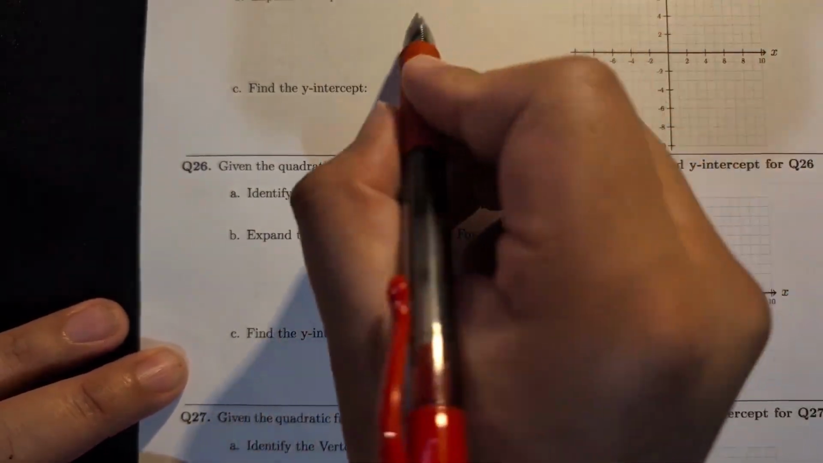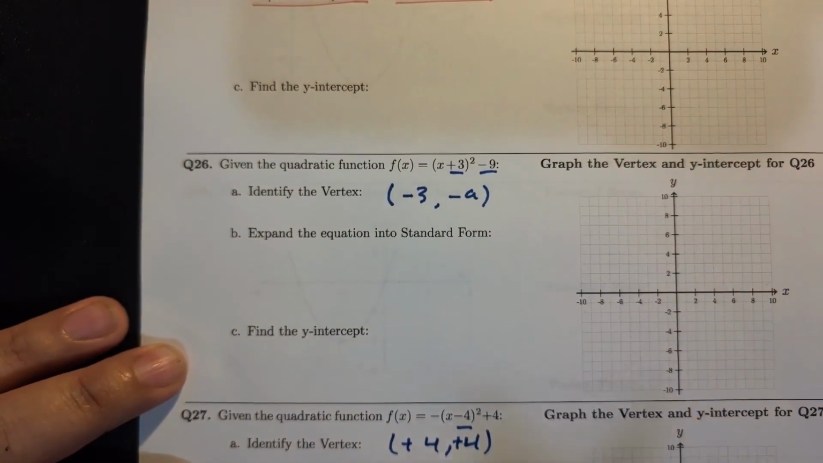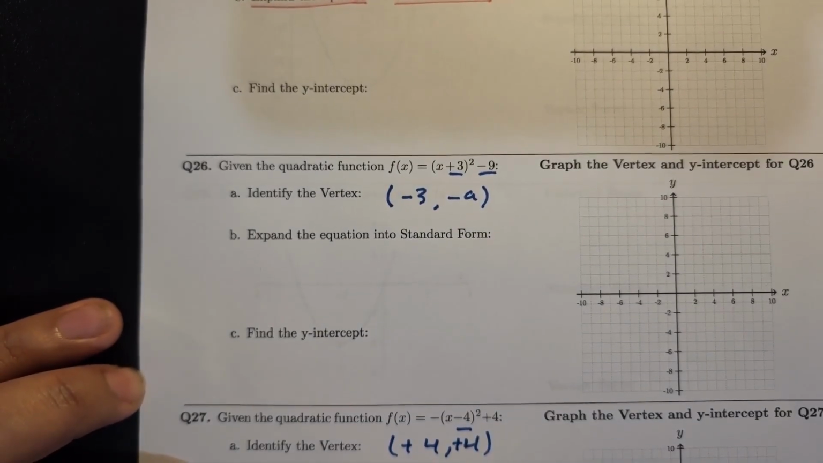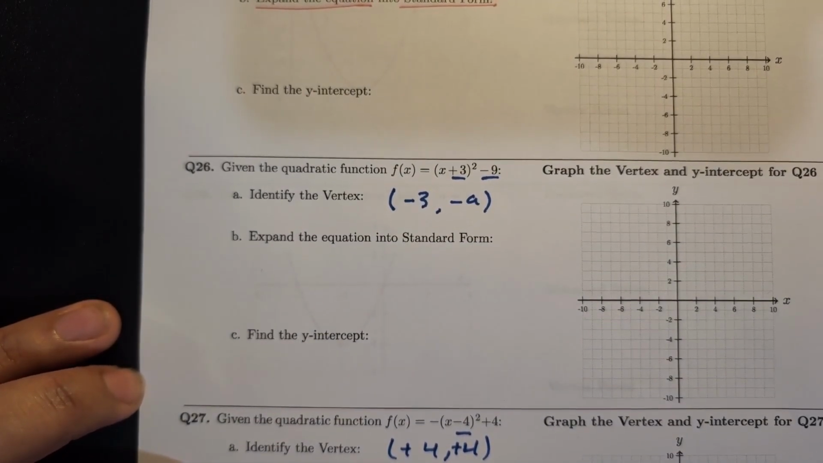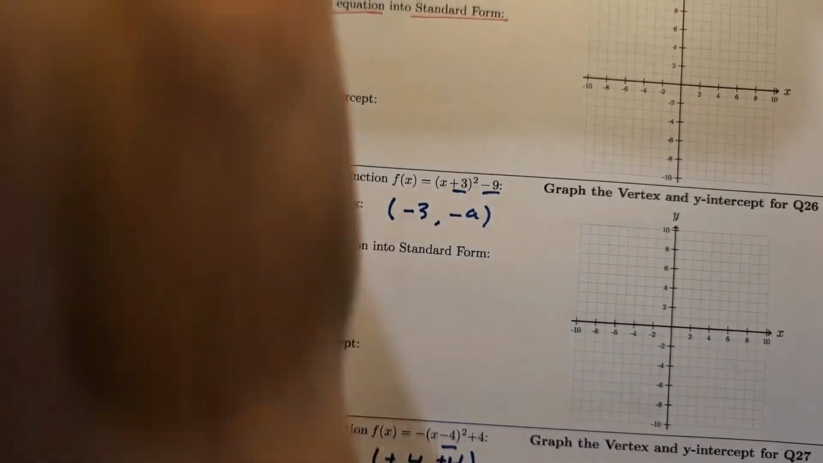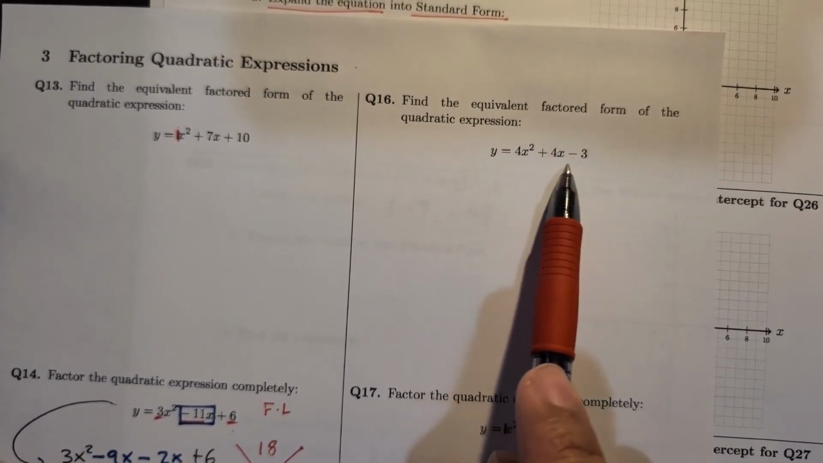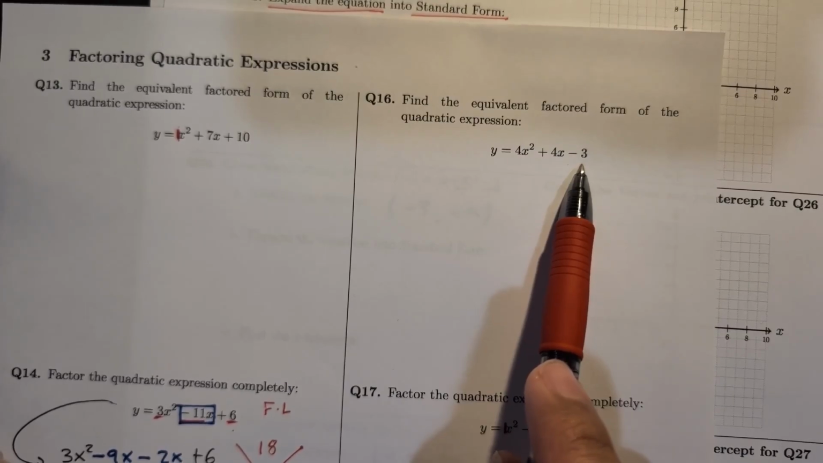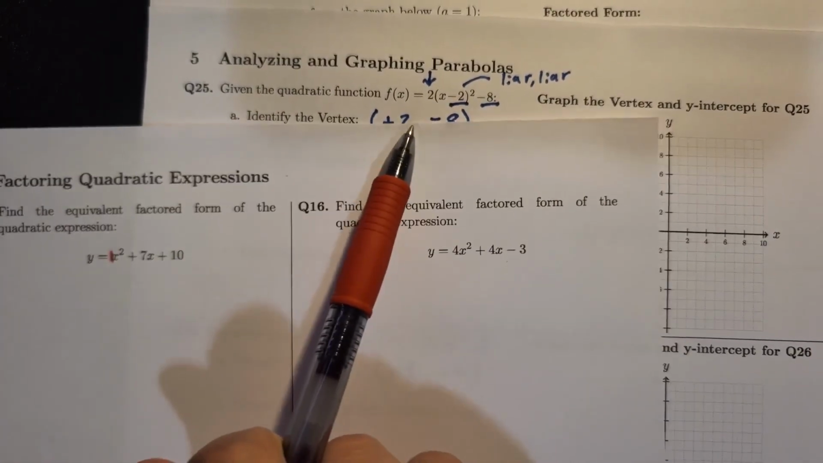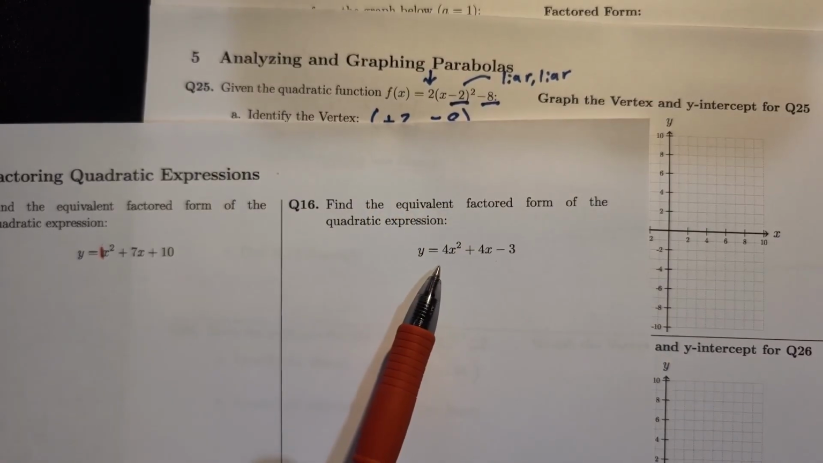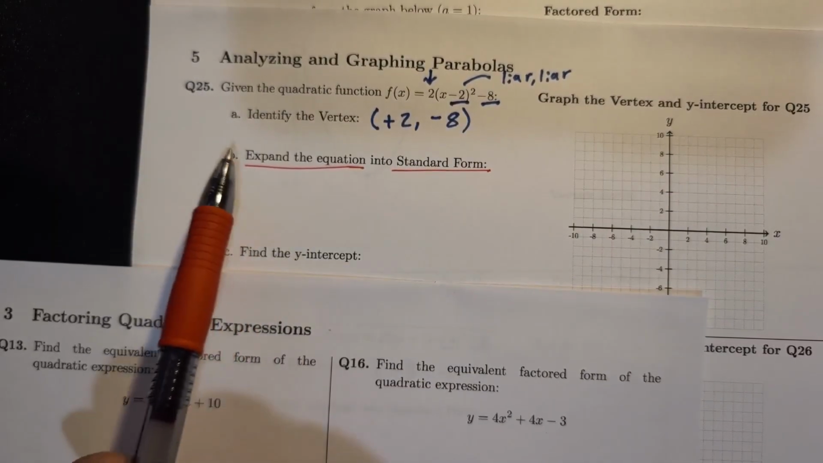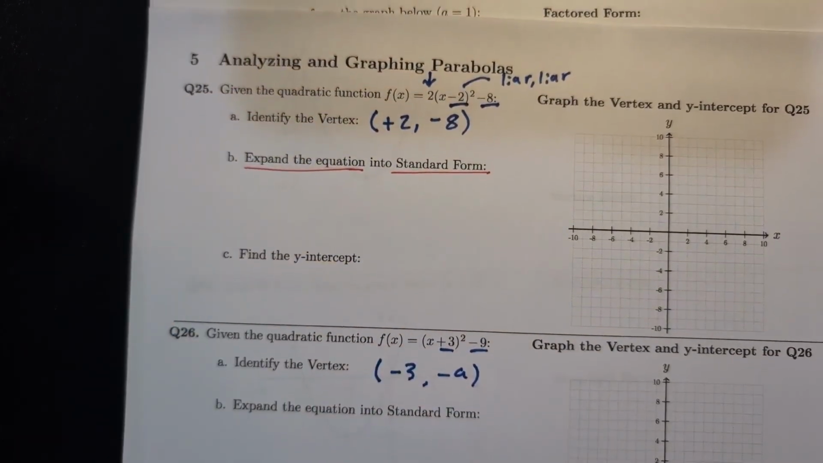Now, we want to expand the equation into standard form. So what that means is I do not want to see any parentheses. So if I were to look back at section 3, this is expanded all the way. I don't see any parentheses. I don't see any distribution like I see up here. It's in standard form. That is what I'm looking for in part B in this section. So how do we do that?